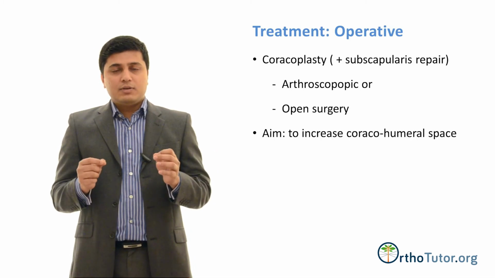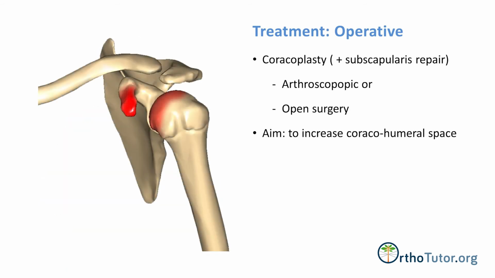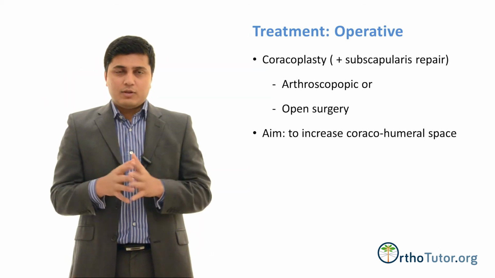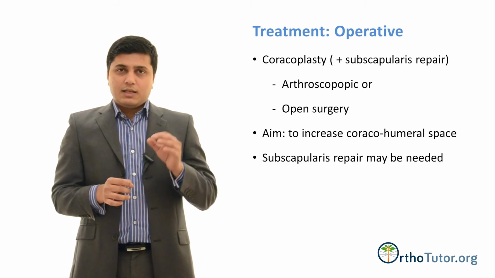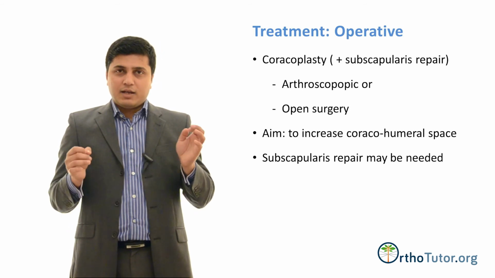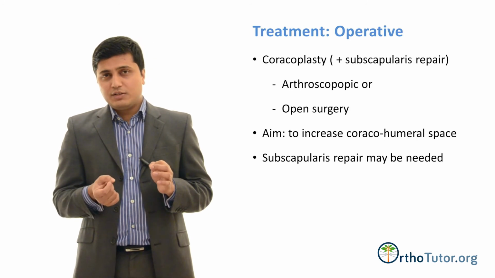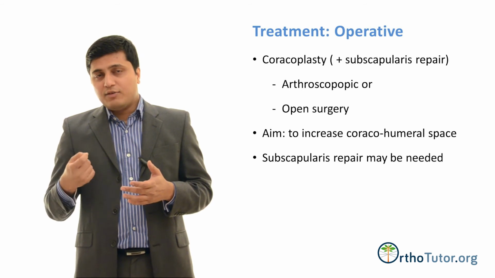The aim is to create a distance or a space between the coracoid and the humeral head, so that the subscapularis has more room when you have movement of internal rotation, adduction and flexion. So the operation is called either open or arthroscopic coracoplasty. If you are having an arthroscopic surgery, you should preempt that they may have a problem with the subscapularis tendon. So you should warn the patient that they may have a subscapularis tendon repair as well.